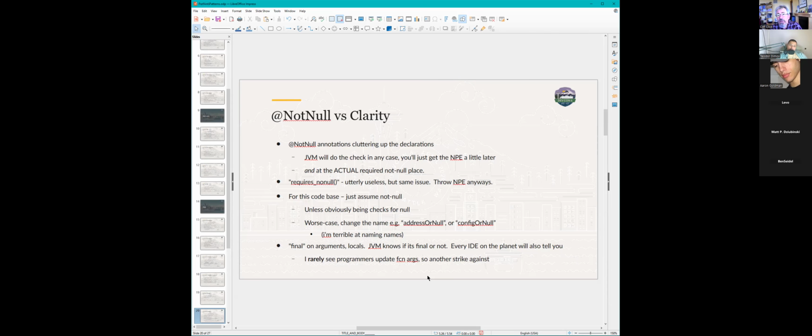I rarely see people update function arguments anyhow. What the hell do you need final in the code? It's not adding any clarity. Certainly it has nothing to do with performance. It's not adding any clarity either. Don't bother.